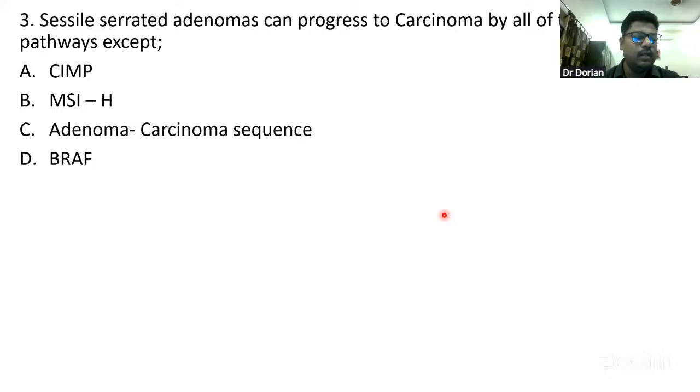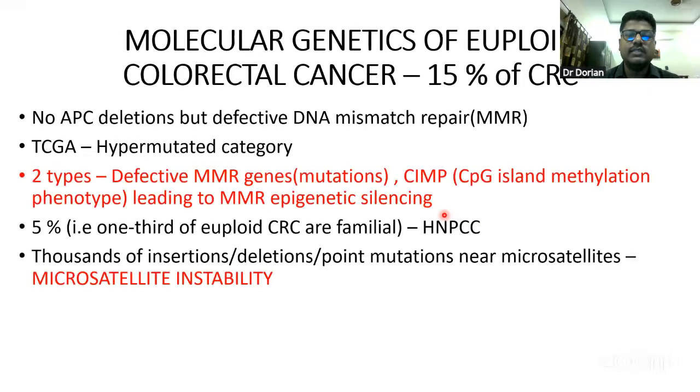Okay. So the next question is: sessile serrated adenomas can progress to carcinoma by all of the following pathways, except, leave alone the options. For this, if you take the colon cancer chapter in Sebastian, they have given 10 pages regarding the molecular analysis of colorectal cancers. I've tried to compile them into 5 to 6 slides, all important points, all MCQ points. We will just discuss them.